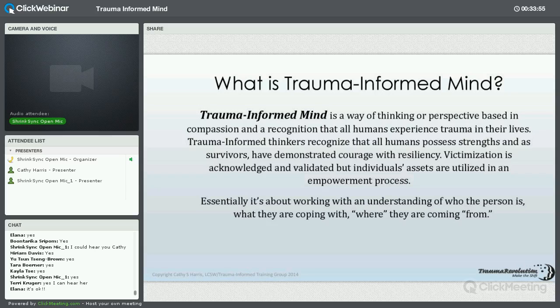We are in the presence of trauma, and sometimes we can feel hopeless and helpless, and like our lives are in danger. So when we are a trauma-informed thinker, we do recognize this, but we also recognize that all humans possess strengths. If they're survivors of ongoing or outright abuse or circumstances, they have already demonstrated courage and resiliency. But their victimization is acknowledged and validated, and their assets are utilized in an empowerment process.